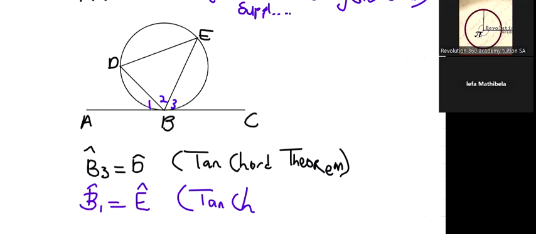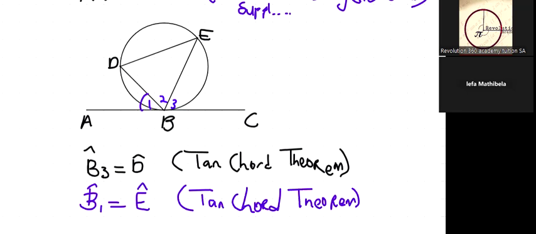Don't forget, the reason we say tan-chord theorem is because that theorem says the angle between a tangent and a chord is equal to the angle in the alternate segment. That is the tan-chord theorem. So that's basically how it works. Any question? No.